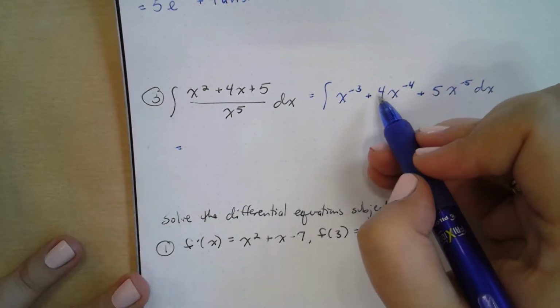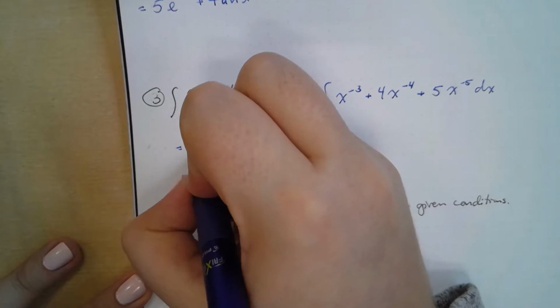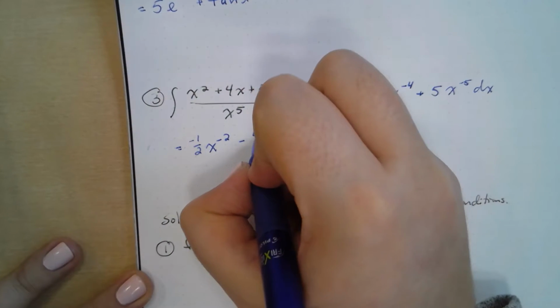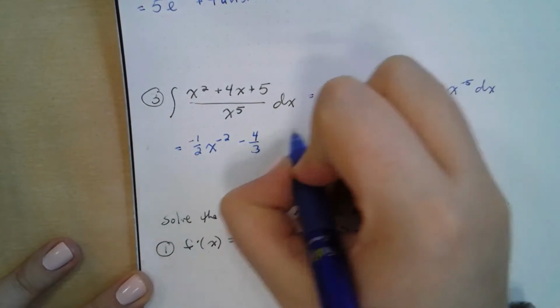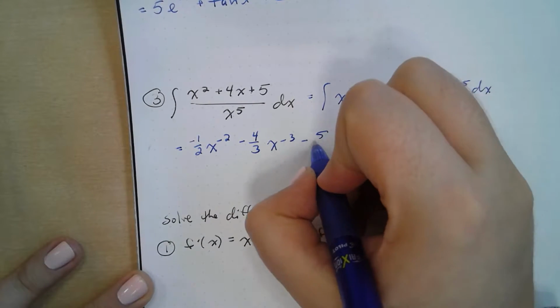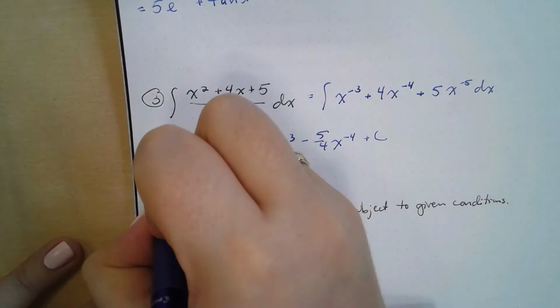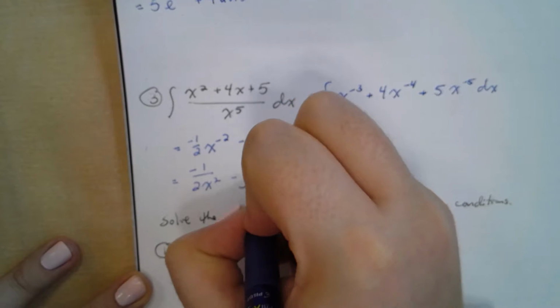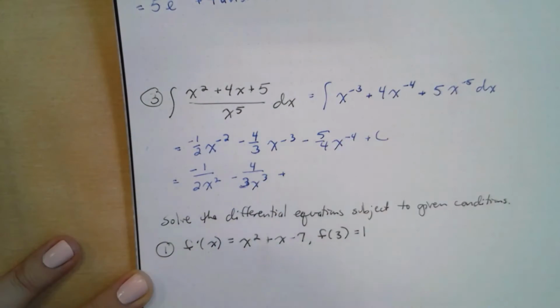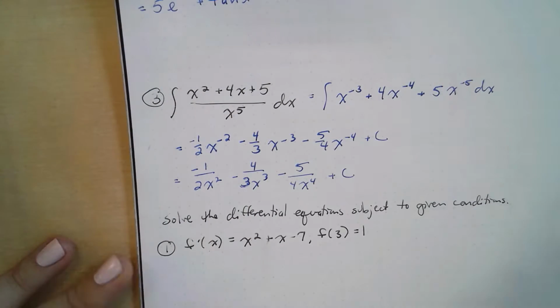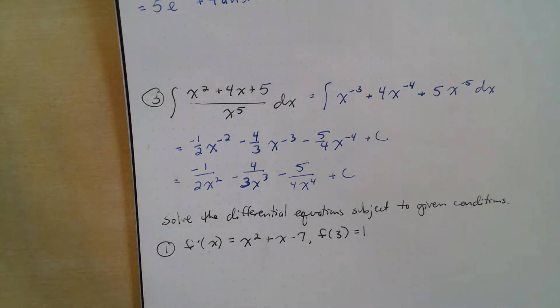And that's going to be equal to negative 1/2 x to the negative 2 minus 4/3 x to the negative 3 minus 5/4 x to the negative 4 plus c. And if I want, I can rewrite that to be nice and neat. Oops, not add, subtract. Minus 5 over 4x to the 4th plus c. All right? Nice and easy. So that's how you evaluate an indefinite integral.